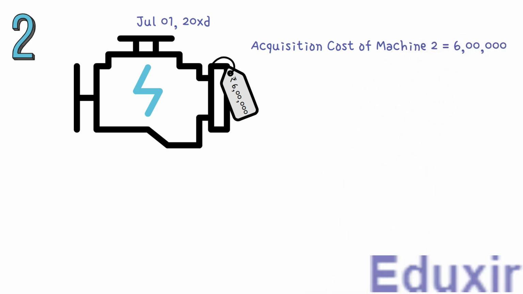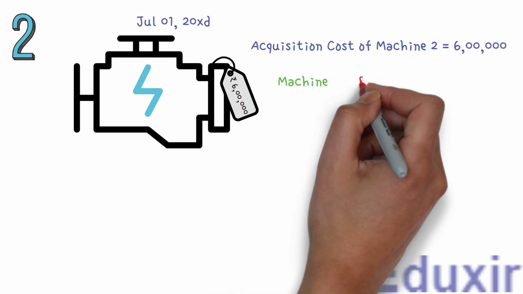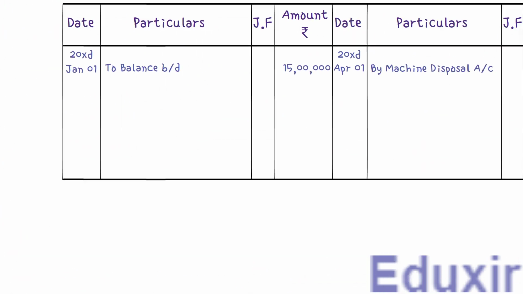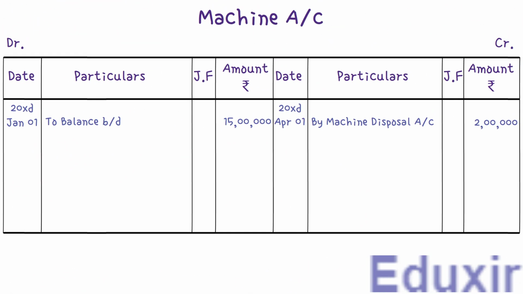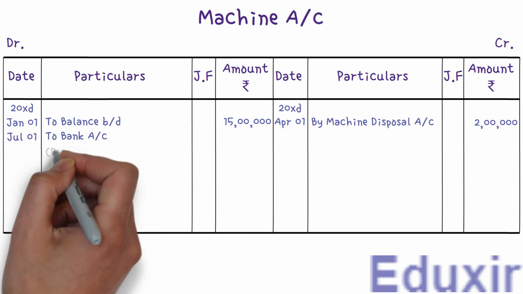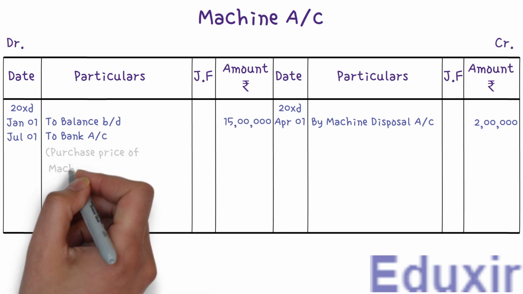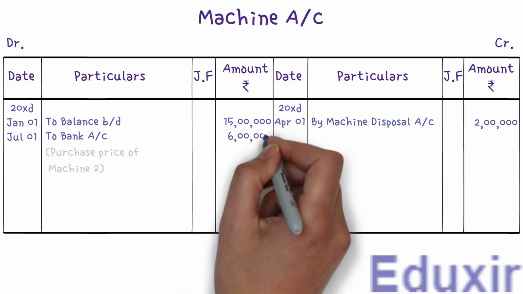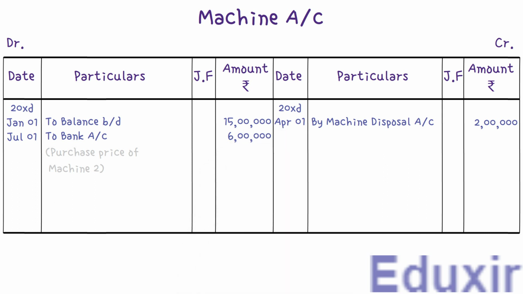As we already know, when a new machine is purchased, we should debit the machine account and credit the bank account. Now, as the preparation of the bank account is not in the scope of this problem, let us leave out the credit entry and let us directly post the debit entry into the machine account. Let us first write the date in the date column. Let us then write "To bank account" related to the purchase price of machine 2 into the particulars column. Let us then write the debit amount of 6 lakh rupees into the amount column on the debit side. With that, we have completed the posting of this transaction on the debit side of the machine account.